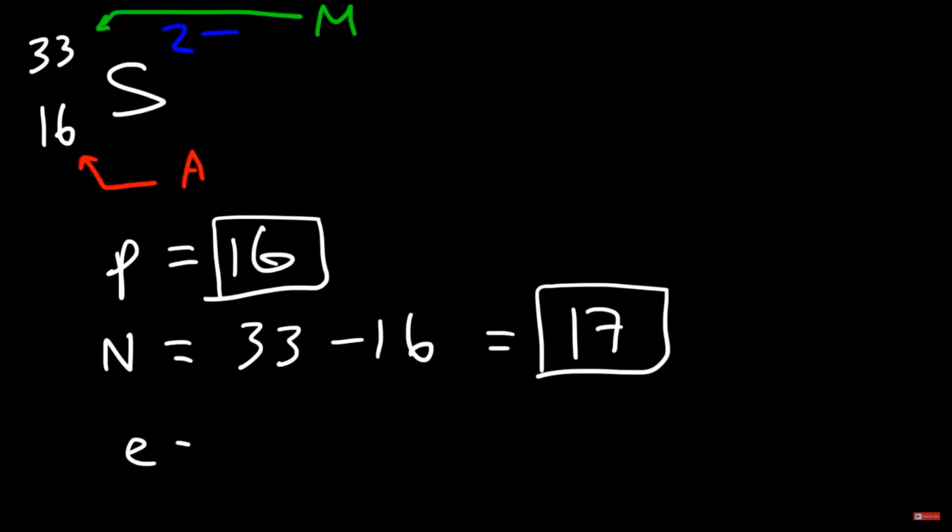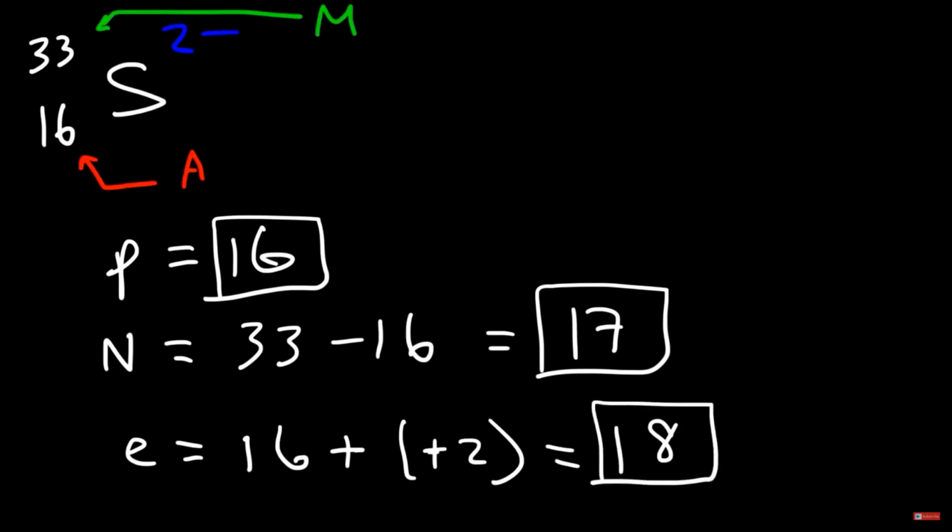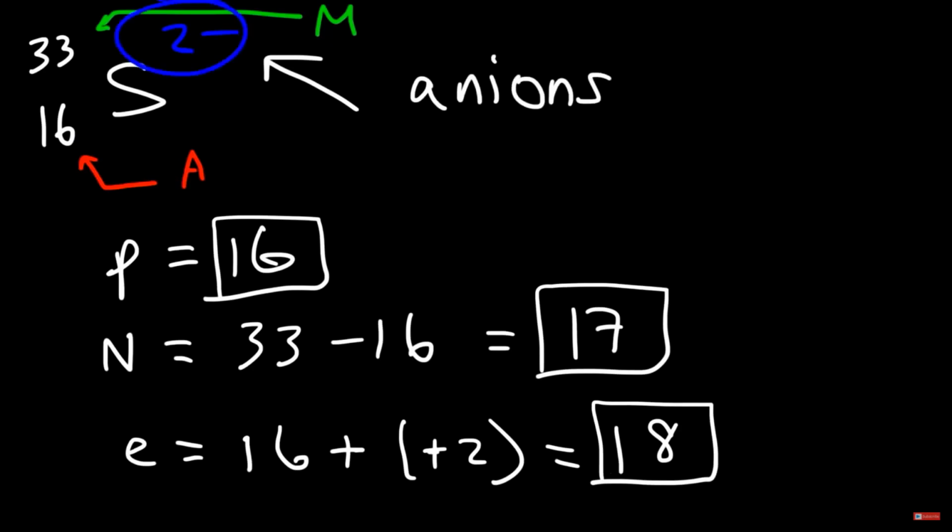And finally, the number of electrons is the atomic number, which is 16, minus the charge, which is negative 2. So 16 minus negative 2 is the same as 16 plus 2, so we get 18 electrons. Thus, for negatively charged ions or anions, you're going to have more electrons than protons. For an ion with a negative 2 charge, there's 2 more electrons than protons.